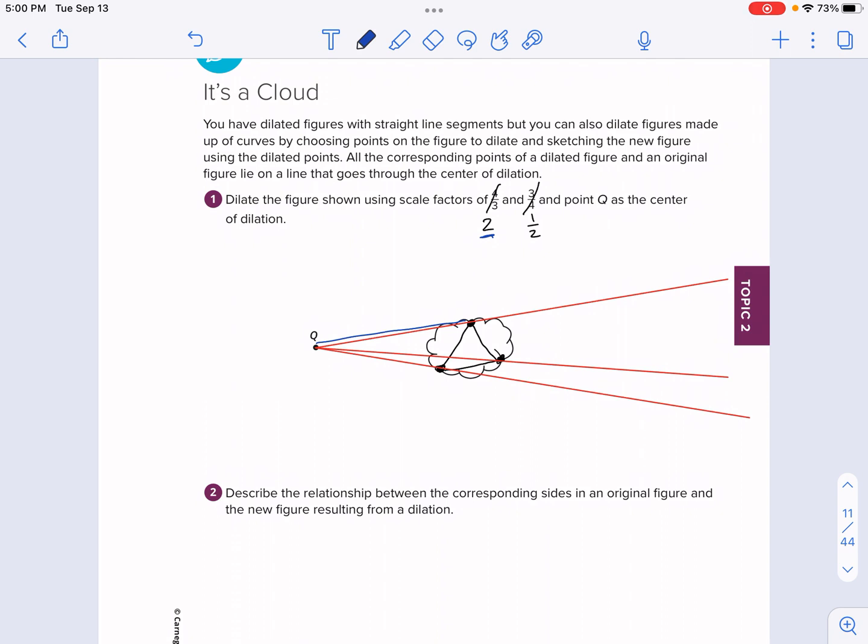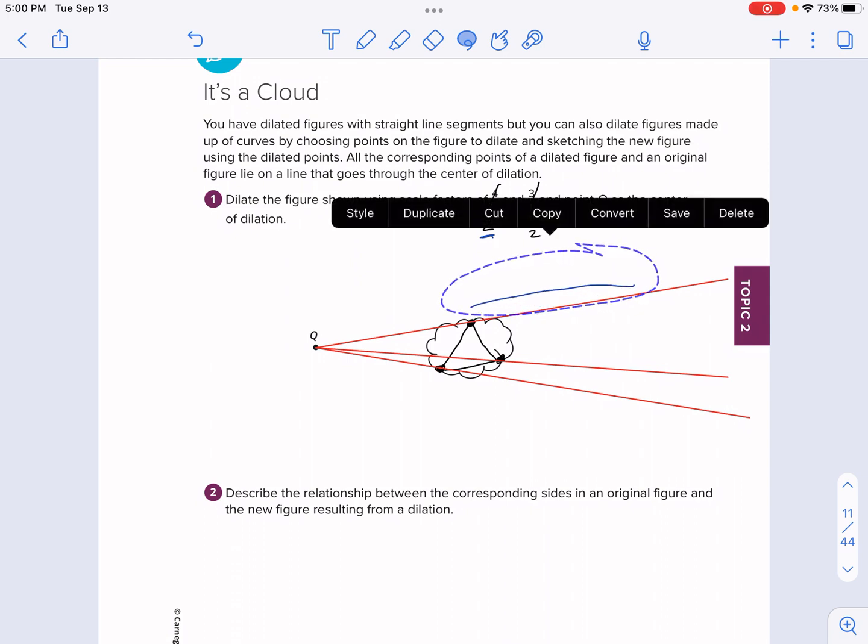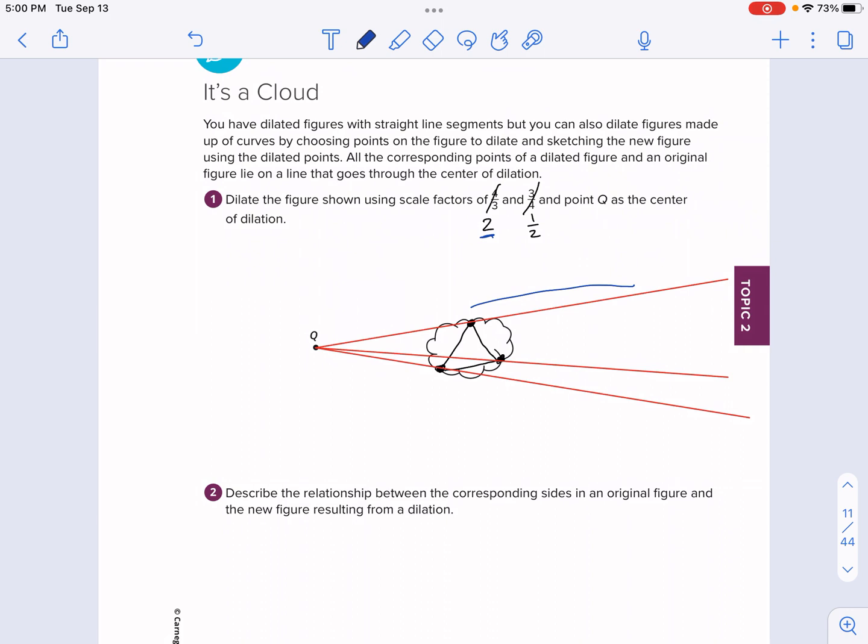So for this, I'm going to take that line. Actually, let me draw it like this so I can actually get it. I'm going to take that line here and I'm going to extend it past that point. So where the edge of my blue line is, I'm going to put an additional point there, right here. That's where this point should be after multiplying it by 2.